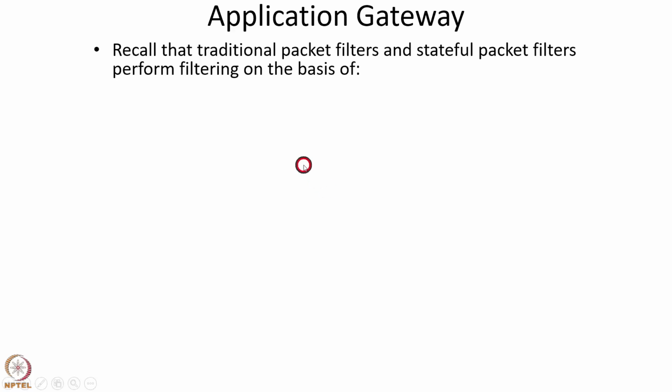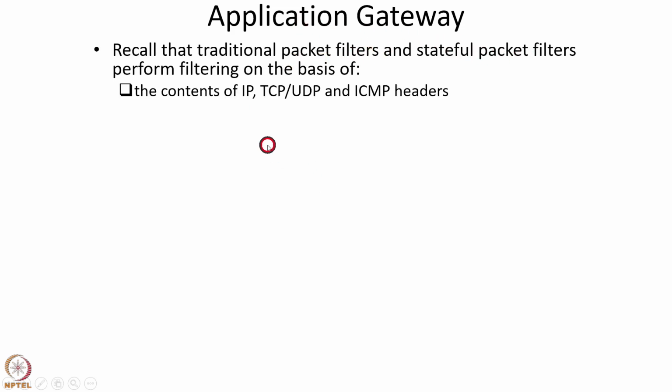So to motivate the need for application gateways, recall that traditional packet filters and stateful packet filters perform filtering on the basis of the contents of IP, TCP, UDP, and ICMP headers. But traditional packet filters and stateful packet filters do not look at application data.